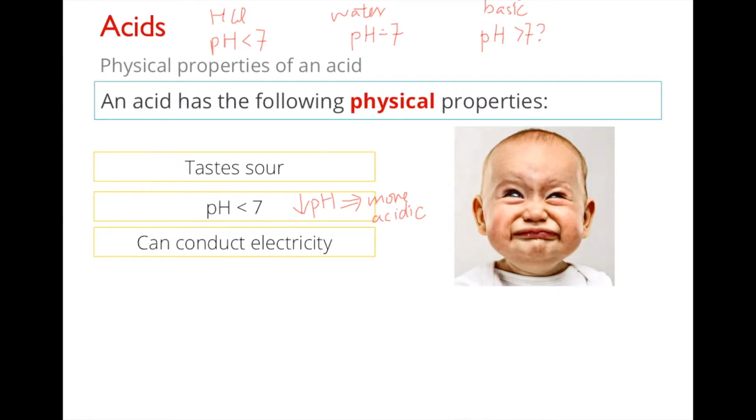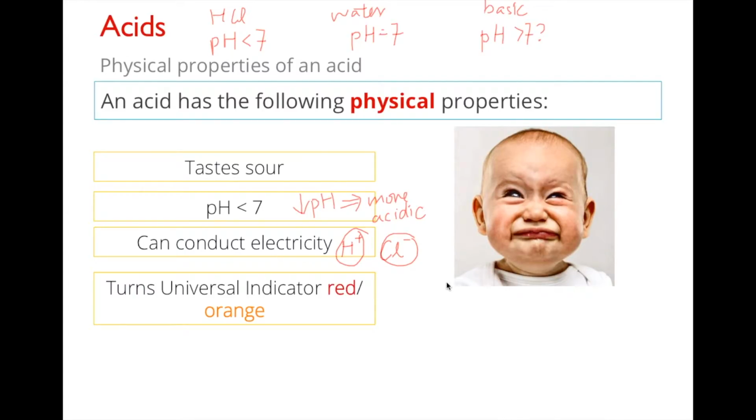Next, an acid can also conduct electricity because when you are an acid, you have your ions H+ as well as your anion, let's say Cl- for HCl. And these ions, because they are charged, can conduct electricity.